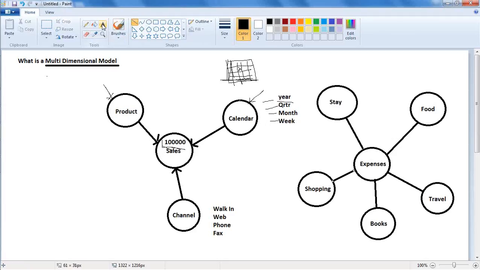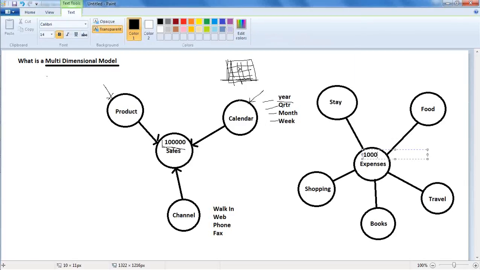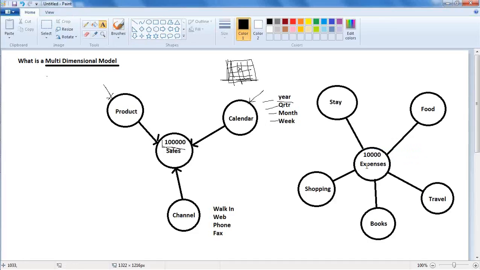Right? So now say this is 10,000 a month, assuming. I would like to analyze this 10,000 from the perspective of the stay. How much am I spending for stay in this 10,000? That's one perspective. From food, how much am I spending? What is my expense from the perspective of food? From the perspective of travel? What are the book expenses from the perspective of books? What are the expenses from the perspective of shopping?